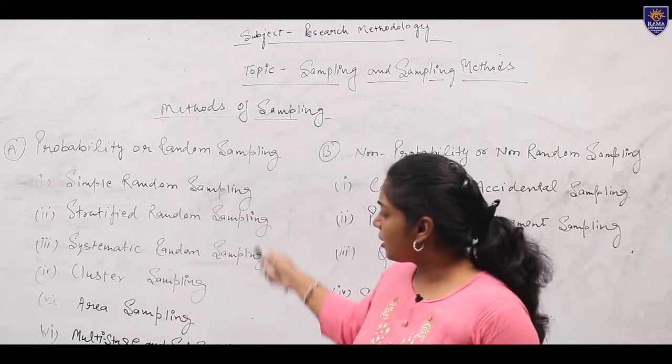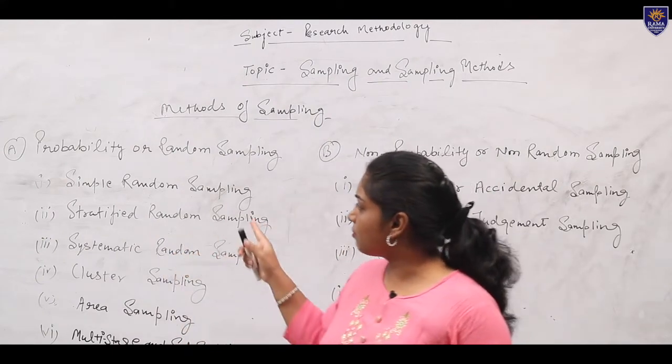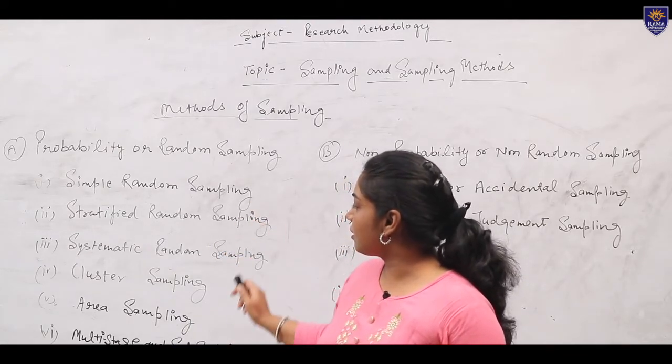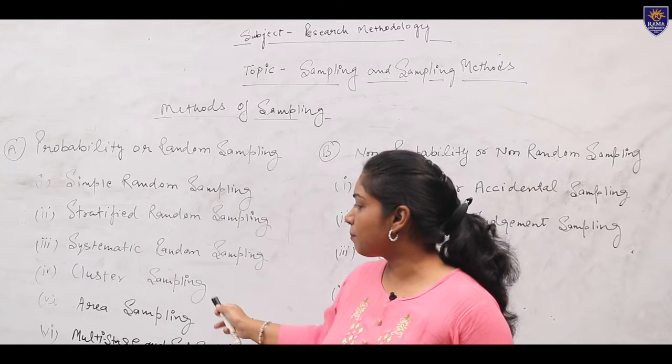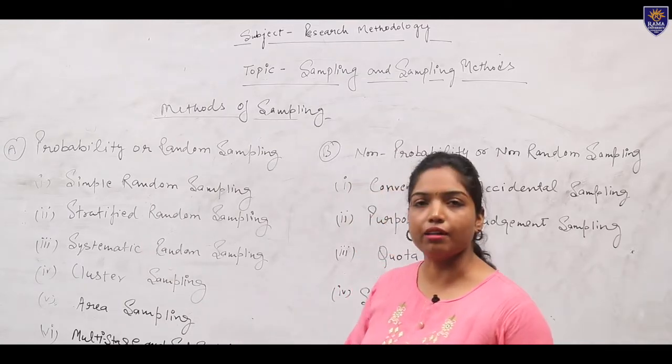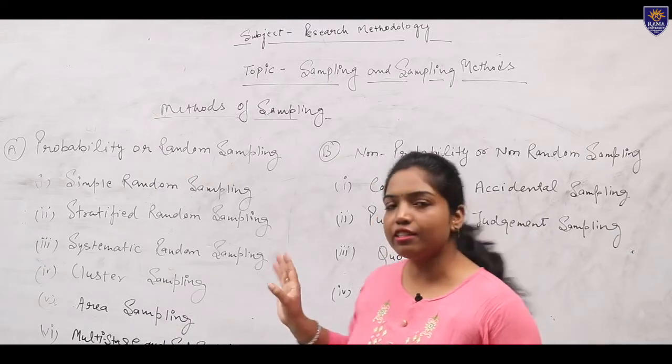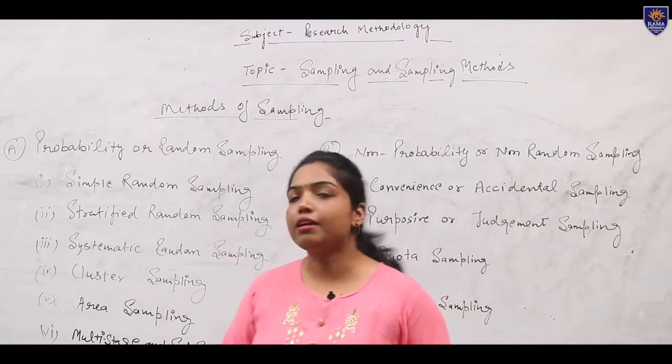There are many techniques in probability or random sampling. The first one is simple random sampling, then stratified random sampling, systematic random sampling, cluster sampling, area sampling, and multi-stage and subsampling. Now we will understand all these sampling techniques one by one. The first one is simple random sampling.